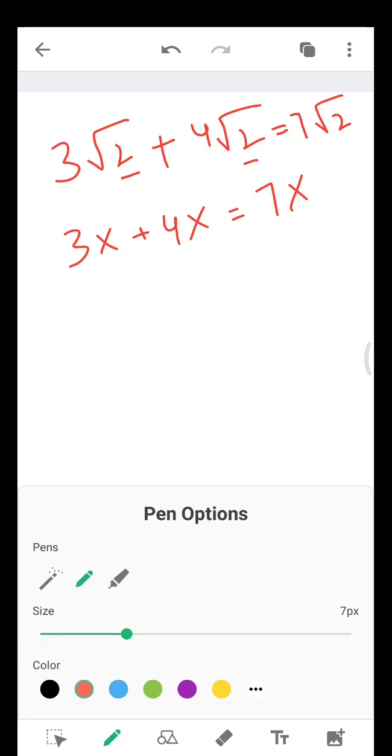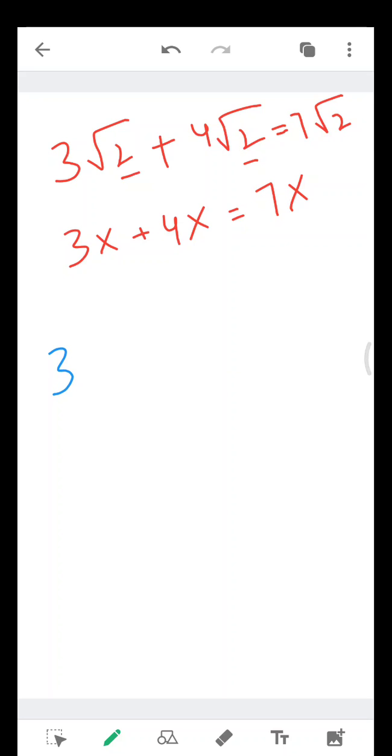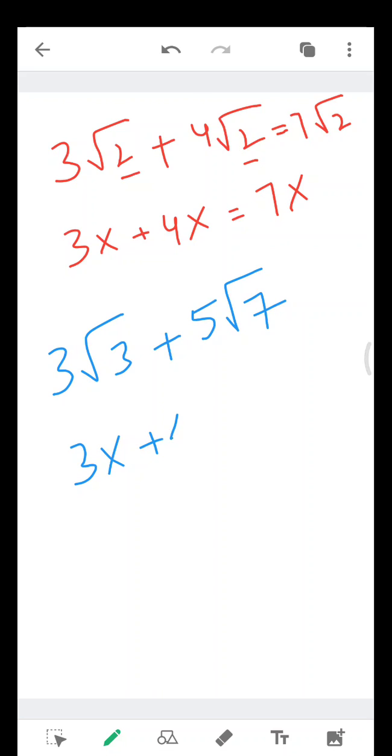Next, if you have 3 root 3 plus 5 root 7, can you add it? No. Like, can you add 3x and 5y? You cannot add it. 3x plus 5y cannot be added. It's 3x plus 5y only. So in the same way, like we cannot add unlike terms, we cannot add unlike surds also. We should leave it here only. This is root 3, this is root 7, so you cannot add it. These are unlike surds.